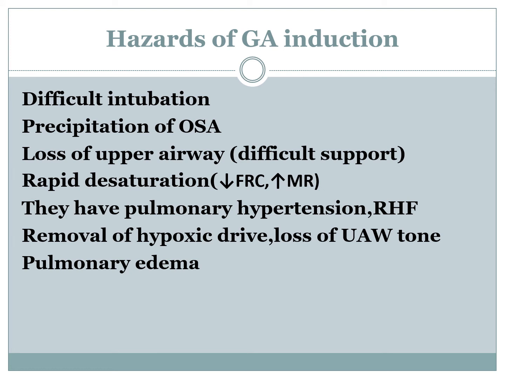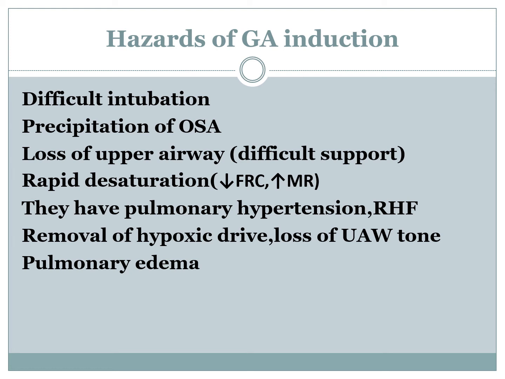General anesthesia is hazardous in this patient due to the following reasons. Number one, the possibility of difficult intubation. The induction of general anesthesia and the removal of muscle tone will precipitate OSAS. The loss of upper airway support will lead to obstruction, and ventilatory support will be difficult, particularly in obese patients. There may be rapid desaturation in this patient due to decreased functional residual capacity and because they have increased metabolic rate.